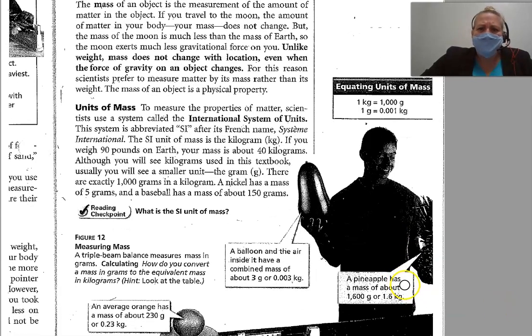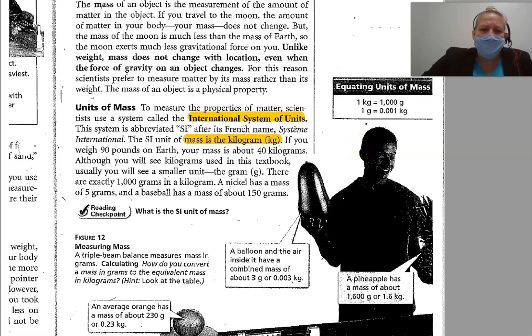Units of mass. To measure the properties of matter, scientists use a system called the International System of Units. This system is abbreviated as SI, after the French name Système International. An SI unit of mass is the kilogram. So that's important to know. If we're measuring mass, it should be in kilograms.